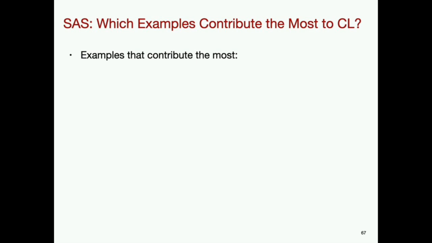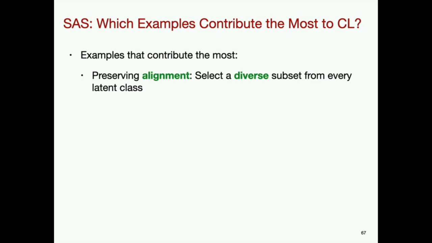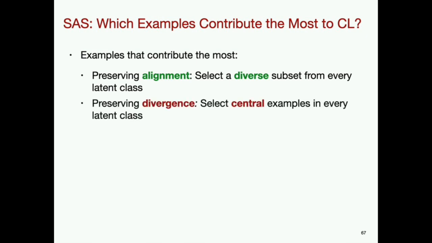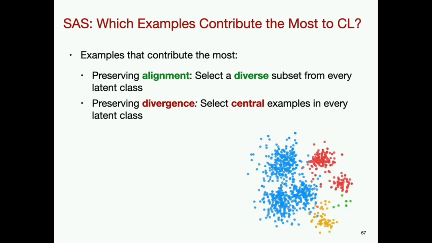So putting things together now, examples that contribute the most to contrastive learning are those that preserve alignment, which helps us select diverse subsets from every latent class, and those that preserve divergence, which is selecting central examples from every latent class. And there's a little visualization to show what this might look like.